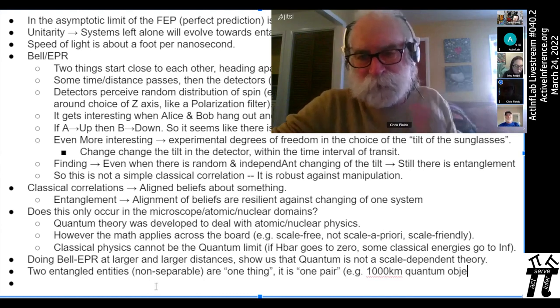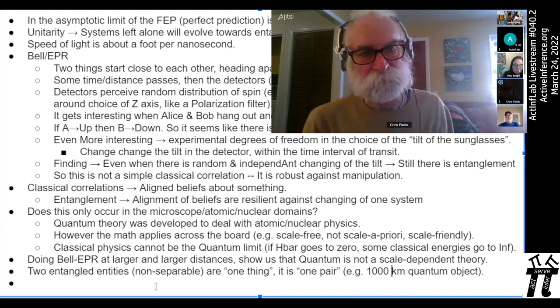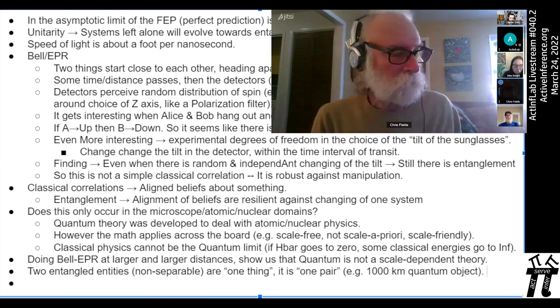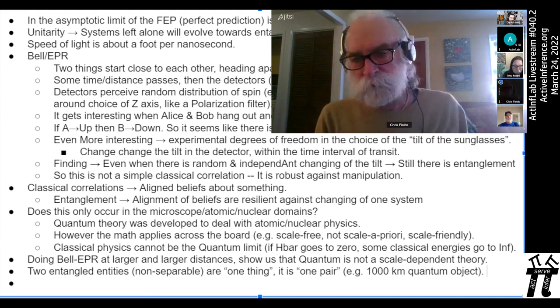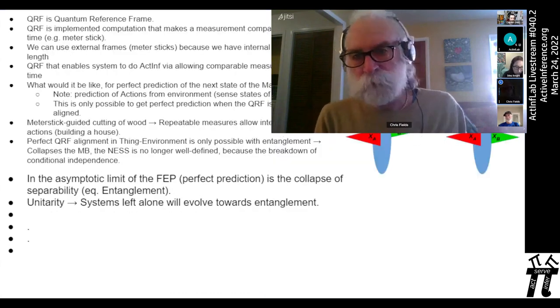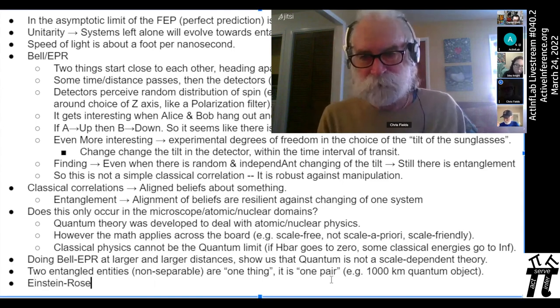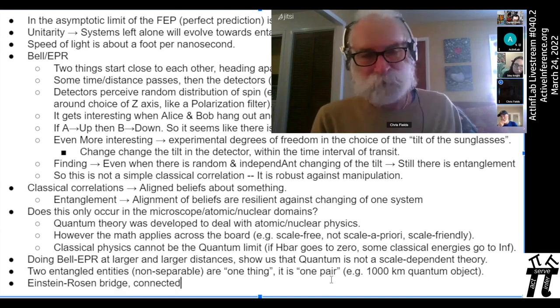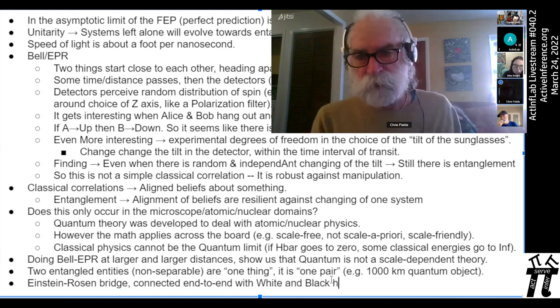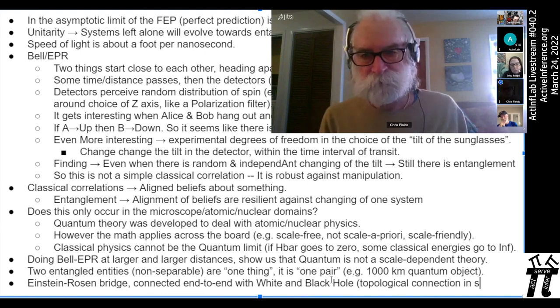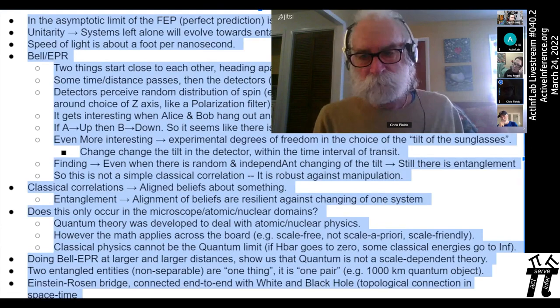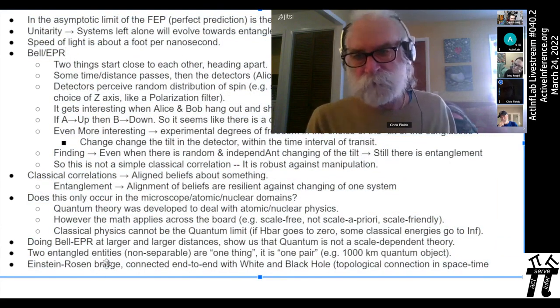A nice way to think about entanglement was introduced by Leonard Susskind quite a few years ago and Raphael Bousso, with their idea that an entangled pair is the same thing as an Einstein-Rosen bridge in space-time. And an Einstein-Rosen bridge is a black hole and a white hole connected end-to-end, or you can think of it that way. It's a topological connection in space-time that simply identifies two points in space-time that would otherwise be considered distinct. So this emphasizes that if you have an entangled pair, there's no distance inside it.